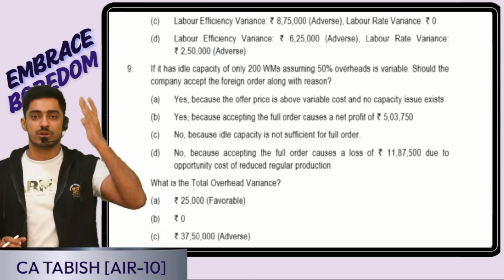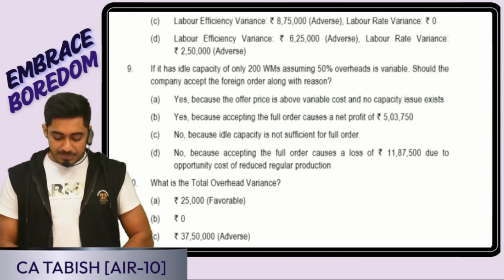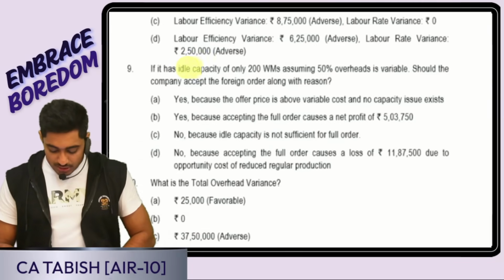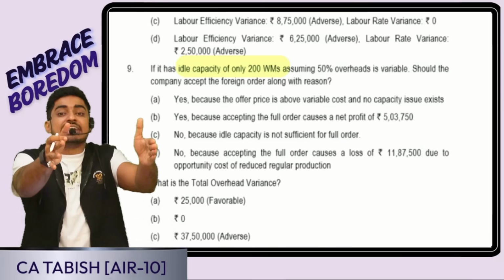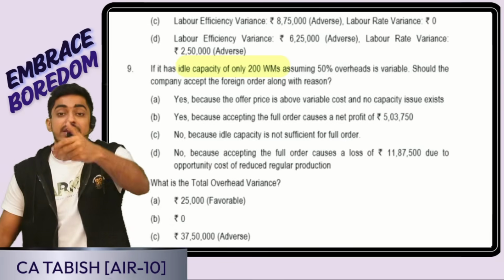This is a beautiful part, students. If company has an idle capacity of only 200 washing machines, that is, right now I am having an idle capacity, extra capacity to produce 200 more washing machines.